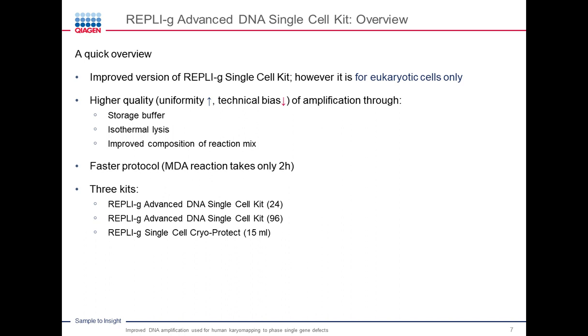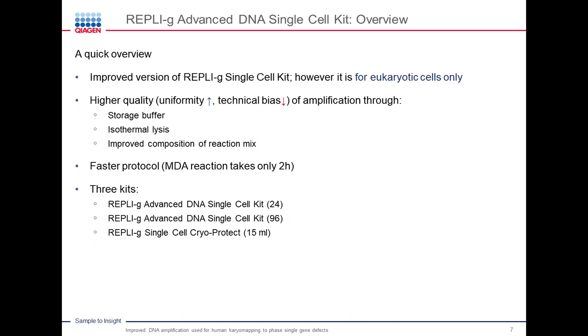So our REPLI-g Advanced DNA single cell kit is an improved version of our REPLI-g single cell kit. This kit has been optimized for eukaryotic cells. And the way that we're able to achieve higher quality, meaning higher uniformity and lower technical bias, is by implementing our storage buffer, our isothermal lysis that we use, and improved composition of our reaction mixes with a much faster protocol. The MDA reaction now only takes 2 hours versus the 6 or 8 hours we used to use.